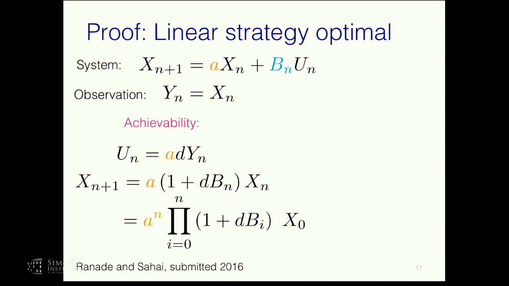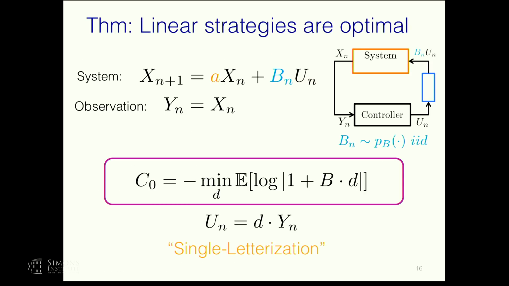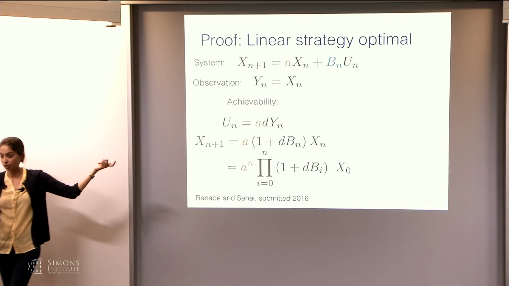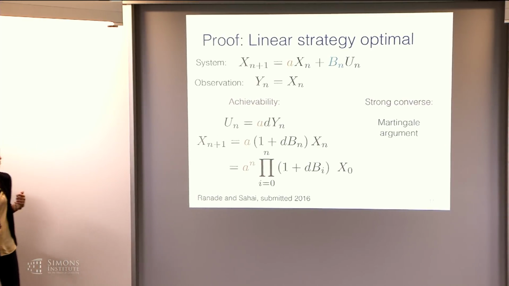Then I can write x_n as basically this product of random variables times this initial state x_0. And now if I just want to minimize this, I can just take a log, and this product will become a sum. And I'm going to get exactly an expression just like this. So I can see exactly how a linear strategy can achieve this bound.